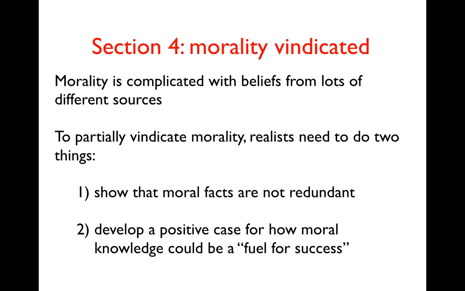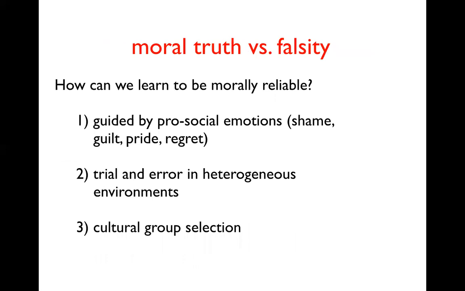However, to defend morality, you have to show that the moral facts are not redundant. And secondly, you have to show how moral knowledge could actually be a fuel for success. Why is it actually adaptive to get it right? They need to show that there's some kind of difference between moral truth and moral falsity. So how could we possibly be reliable? How could we latch on to anything? Why aren't we just guessing? And they give three different examples, kind of related to each other, of how we can learn to be morally reliable, how we can access the truth.